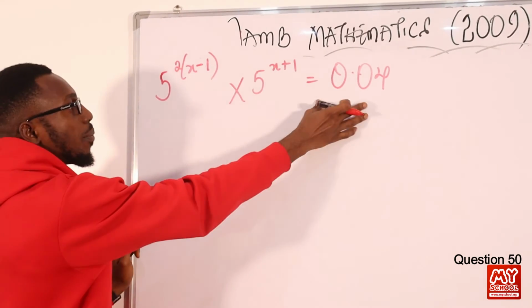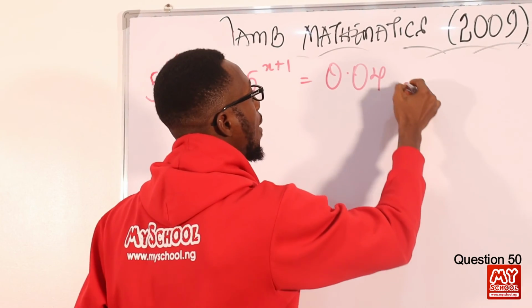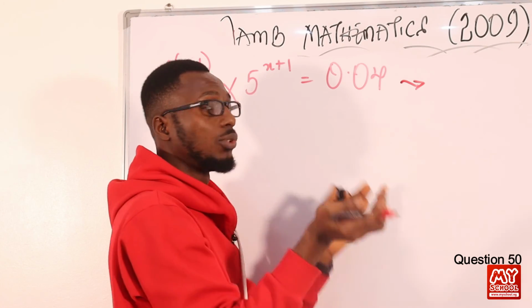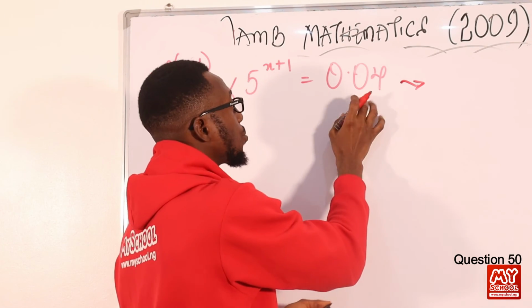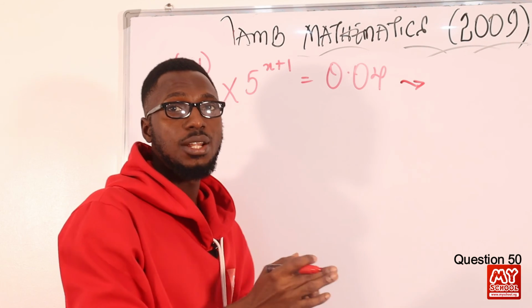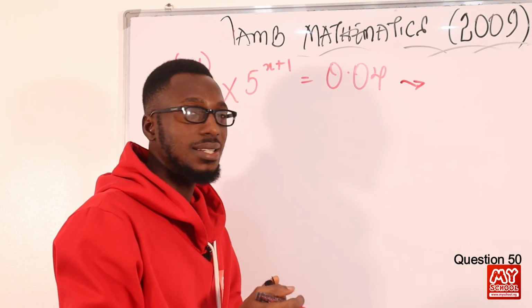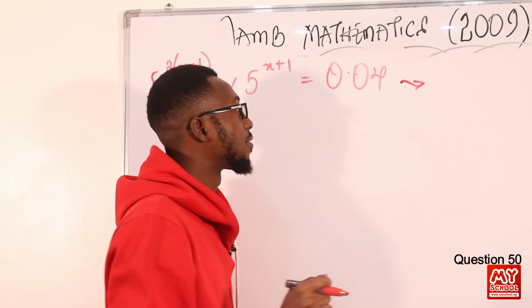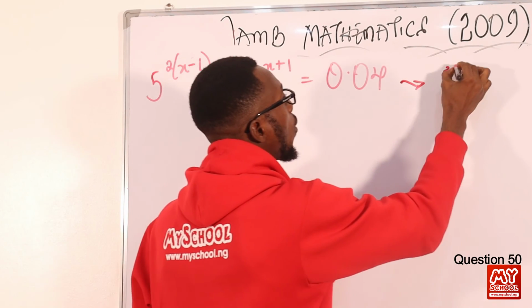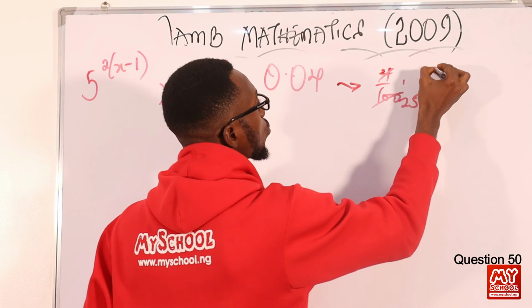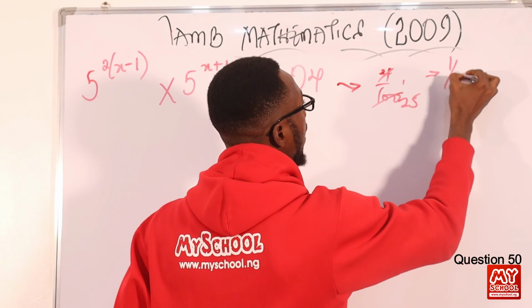So 0.04, that actually is a fraction converted to decimal. As well, in the video subscription, I've treated the topic fractions, decimals, percentages. So that will be 4 over 100. 4 into 4 is 1, 4 into 100 is 25. So basically, I have 1 over 25.